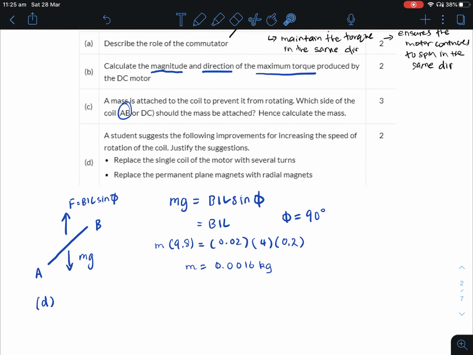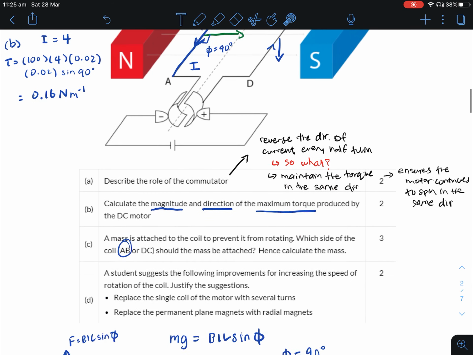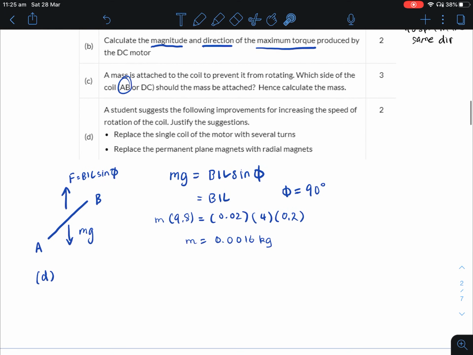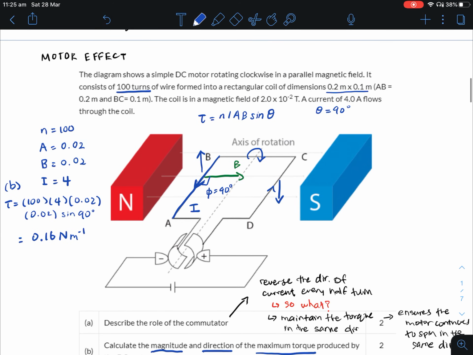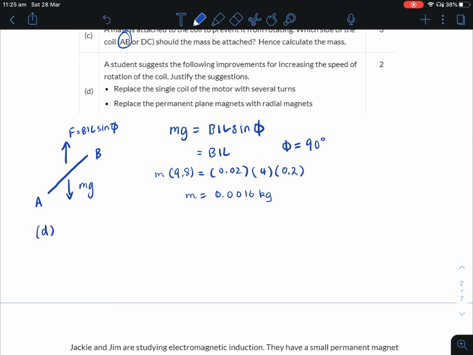Okay. Well, what does it mean? Well, if we want to have more turns, let's have a look up here. It says this motor already consists of 100 turns of wire. So obviously if it is replaced with a coil with several turns, then that means it's going to directly increase the torque, because torque is proportional to the number of turns. Or we know this because it's in the formula, isn't it?